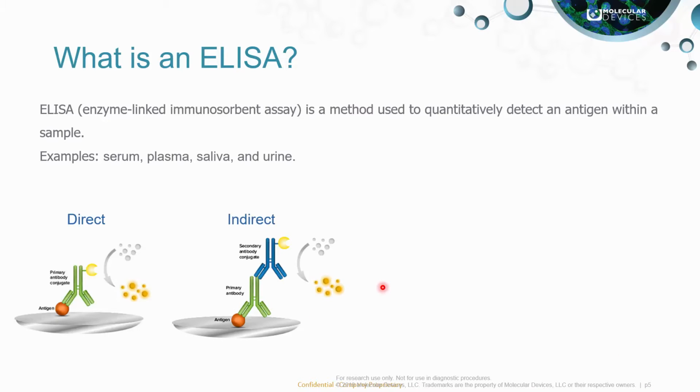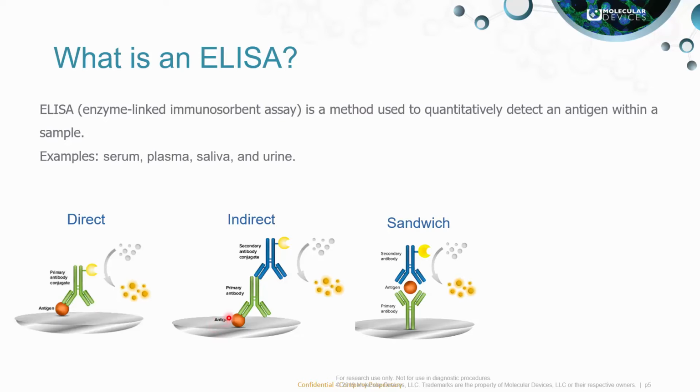An indirect ELISA is similar to a direct ELISA in that an antigen is again immobilized on a plate, but it includes a conjugated secondary antibody, shown here in blue, directed against the host species of the primary antibody, shown here in green. The suspended substrate then again produces a signal directly proportional to the amount of analyte or antigen bound in the well. So these are used when measuring endogenous antibodies.